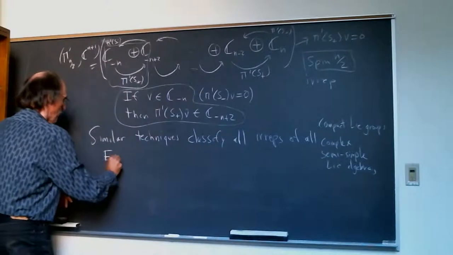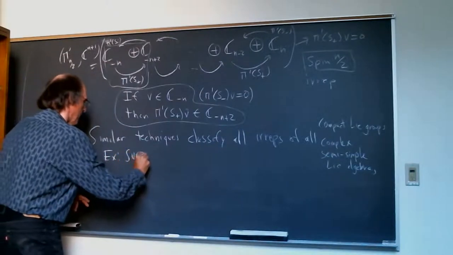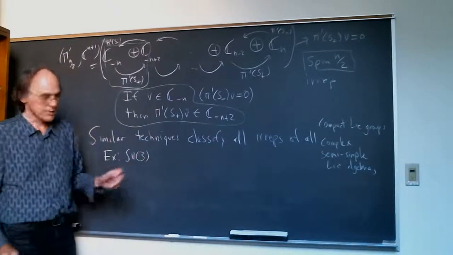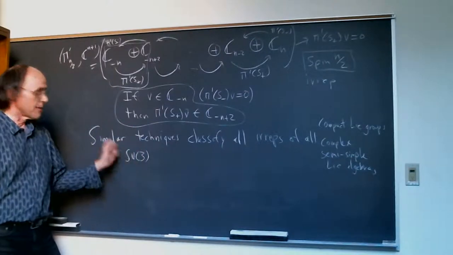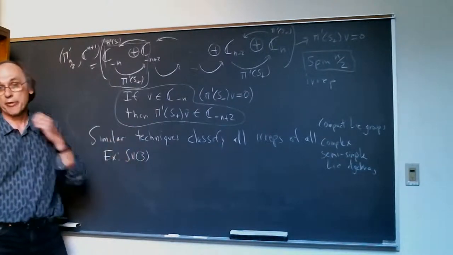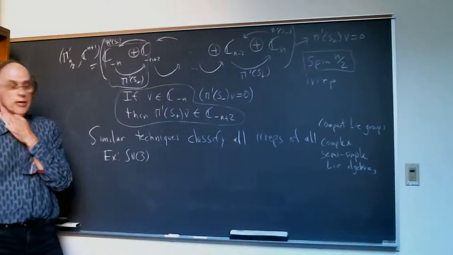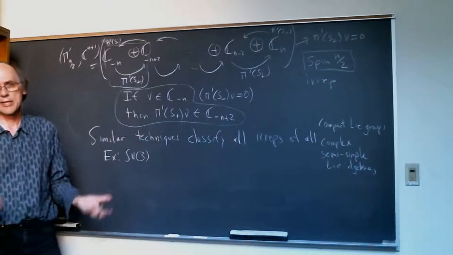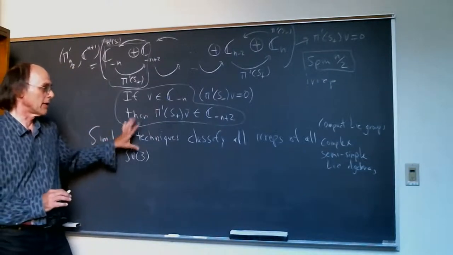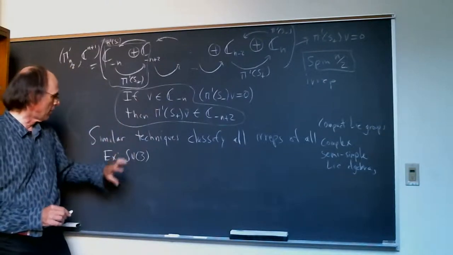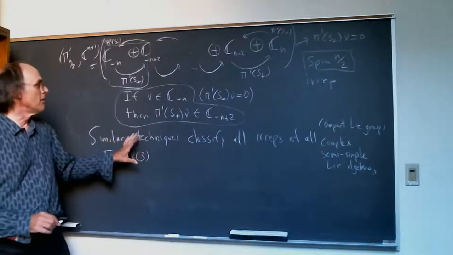A typical example would be SU3. So instead of looking at 2x2 unitary matrices with determinant one, you look at 3x3 unitary matrices with determinant one. You can ask the same question: how do I classify the representations? How do I construct them? And that's typically a topic for our first year graduate class.